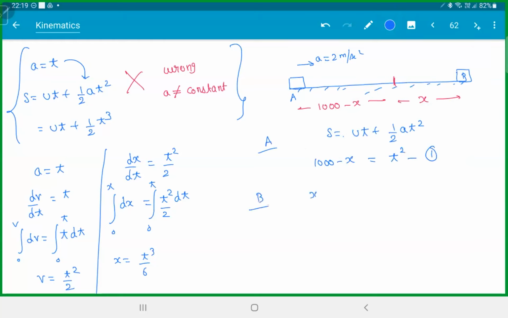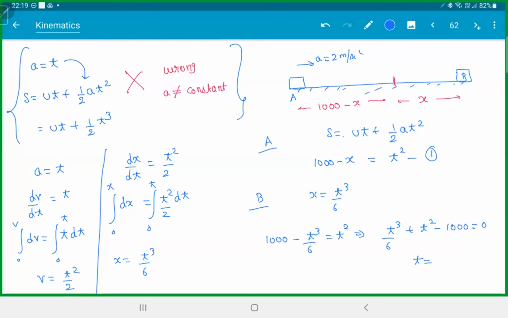For B, x is t cube by 6. Just now we derived it. So take this and put it there. You end up with 1000 minus t cube by 6 is equal to t square. So we get t cube by 6 plus t square minus 1000 is equal to 0. From here, you'll get the time. Let's not worry about how to solve the cubic. Math part is pain, but if you got till here, your physics part is clear. How to solve this is a different headache. Let's not get into that. I'm more interested in how you approach the problem.